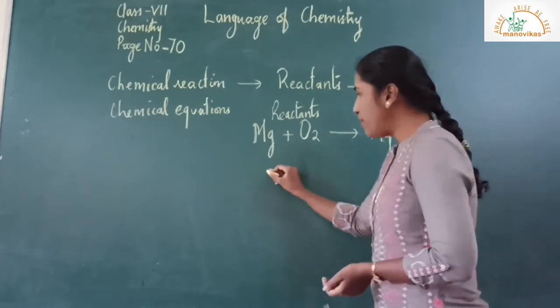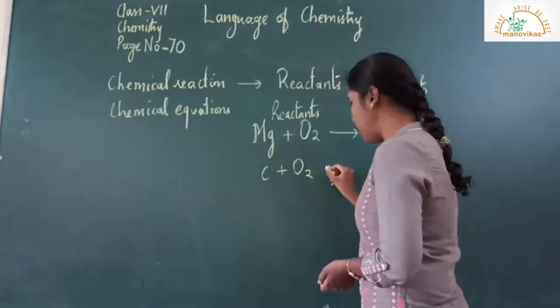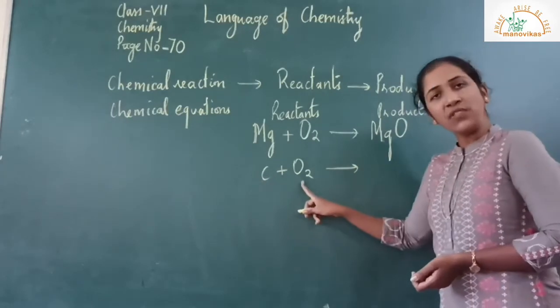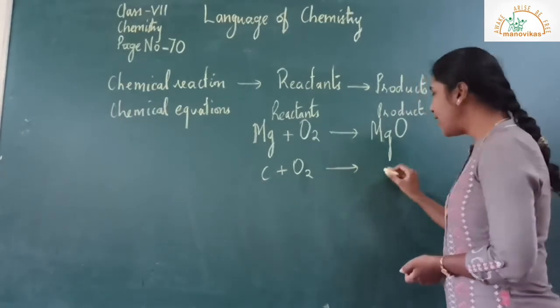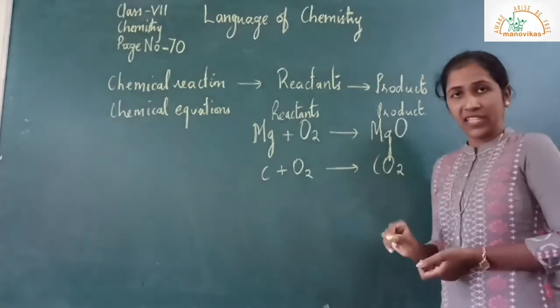Let's take one more example. Carbon with oxygen. When carbon combines with the oxygen gas, what you are going to get is carbon dioxide.